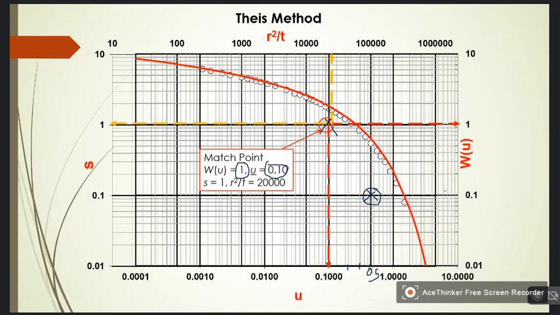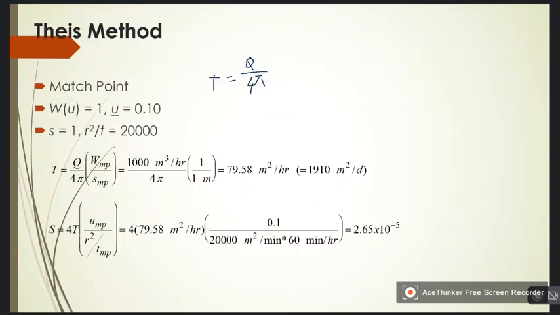And WU is 0.1. And corresponding value of S is 0.1. And R square by T will be this value, 100,000. So this is R square by T. So we consider those values. Instead of this, we can take the other values also.